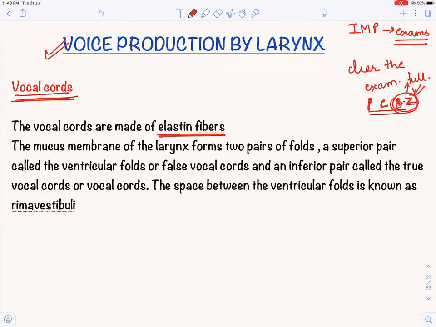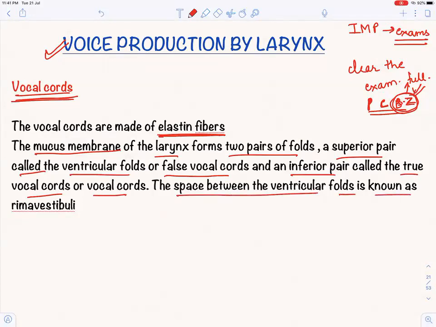Vocal cords. The mucous membrane of the larynx forms two pairs of folds. A superior pair called the ventricular folds or false vocal cords, and an inferior pair called true vocal cords or vocal cords. The space between the ventricular folds is known as rima vestibuli. So what happens is that if we see from above, if we cut it, we see like this. Okay, this is the epiglottis.